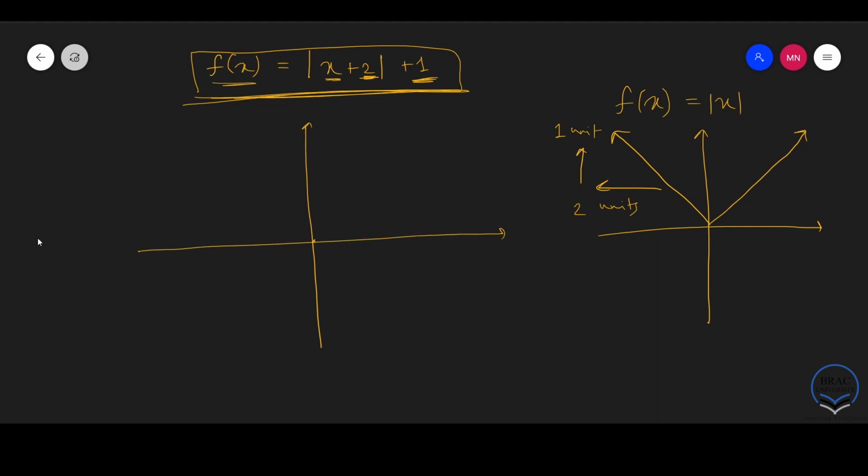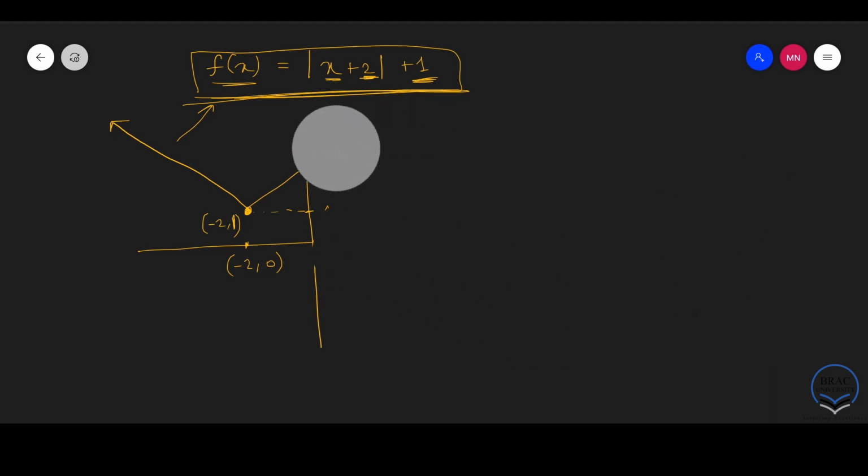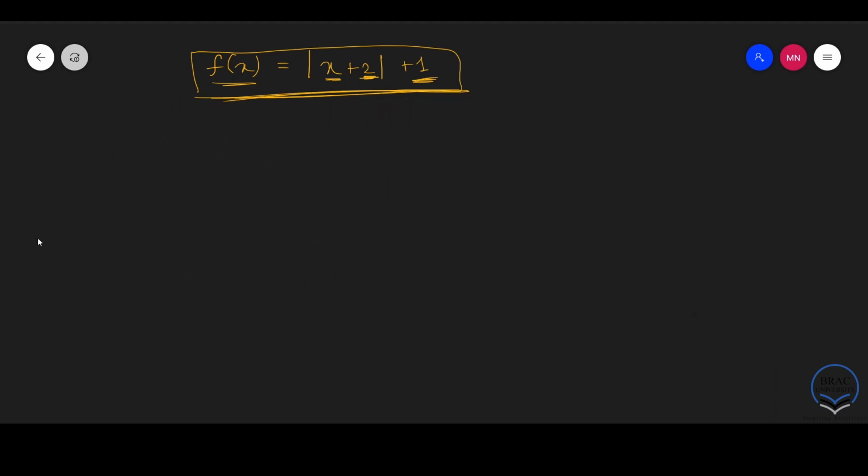Right, so if we were to do this, we would have, so 2 units to the left will be here. We have minus 2 comma 0, and then we will go up by 1 unit to arrive at this point. So this point has minus 2 comma 0, minus 2 comma 1, and so the graph will look something like this. Right, so this will be the graph of this function. Now we can draw the graph another way. So let's first find the x and y intercepts of this function.